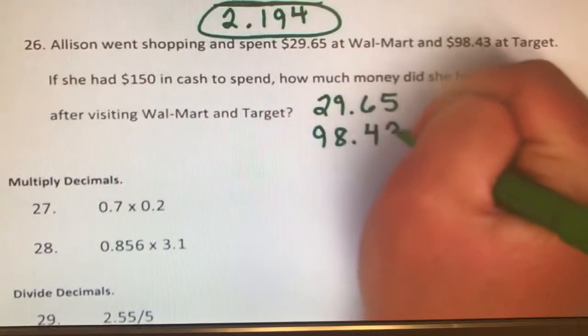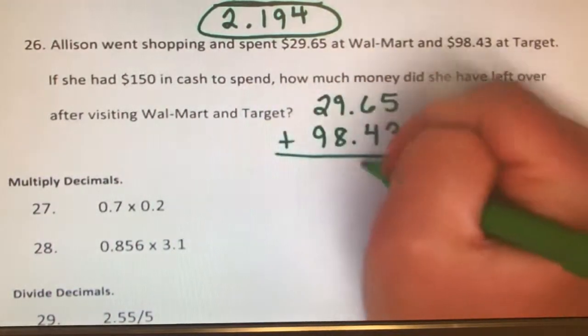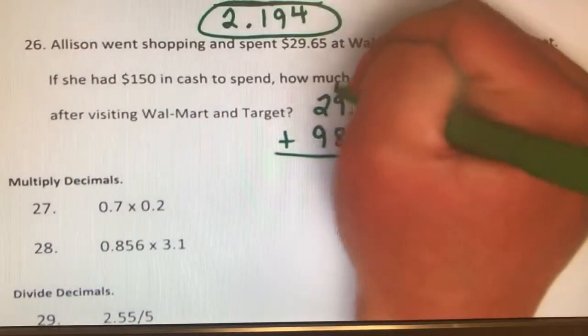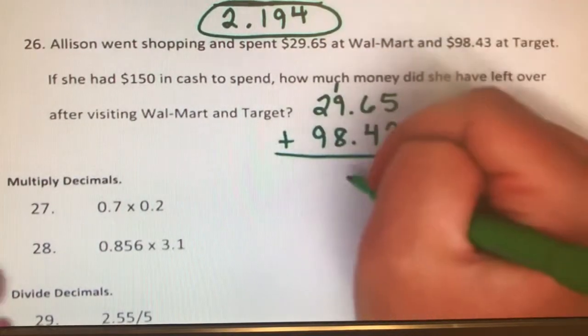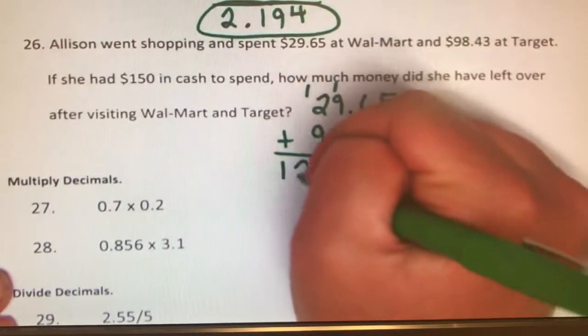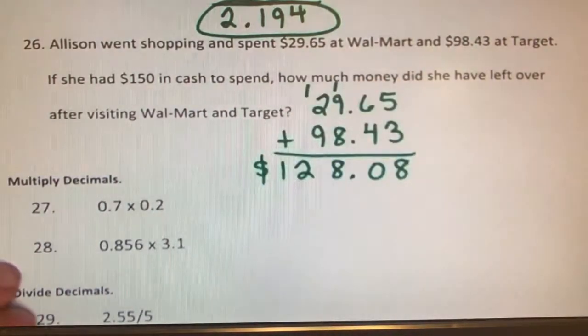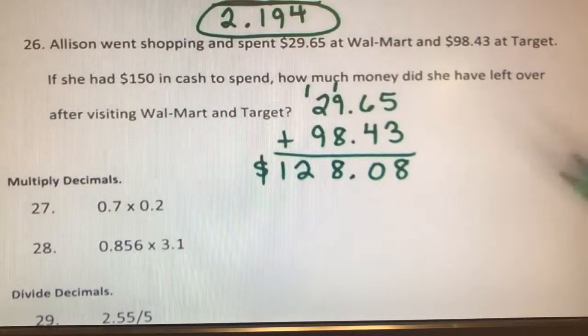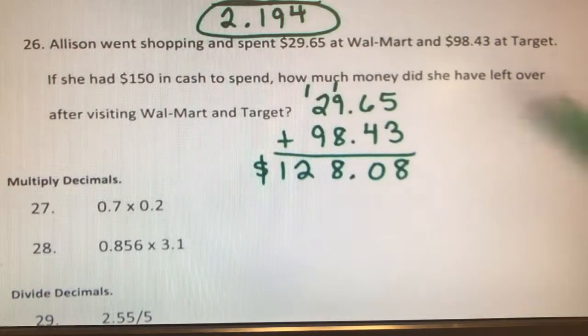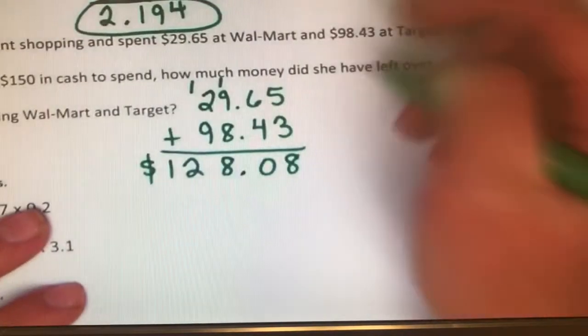So again, I know we have calculators in the real world, but we're going to pretend like we're helping students do this by hand. Okay, 5 plus 3 is 8, 6 plus 4 is 10, 10 plus 8 is 18, 9, 10, 11, 12. Okay, so this amount right here is how much she spent, $128.08. So now to find out how much she has left over, what are we going to do with that amount? We're going to subtract it from 150.